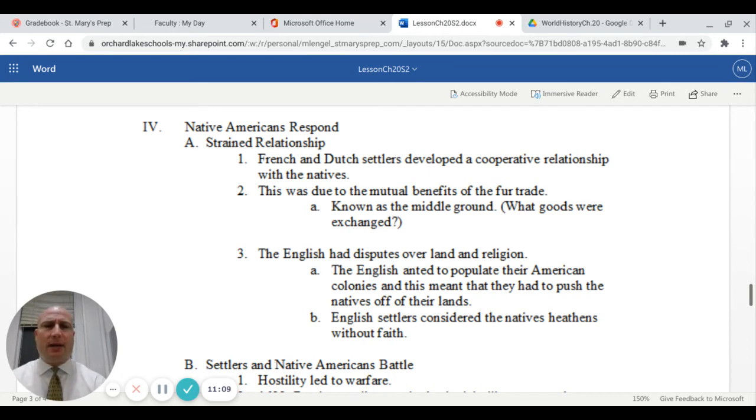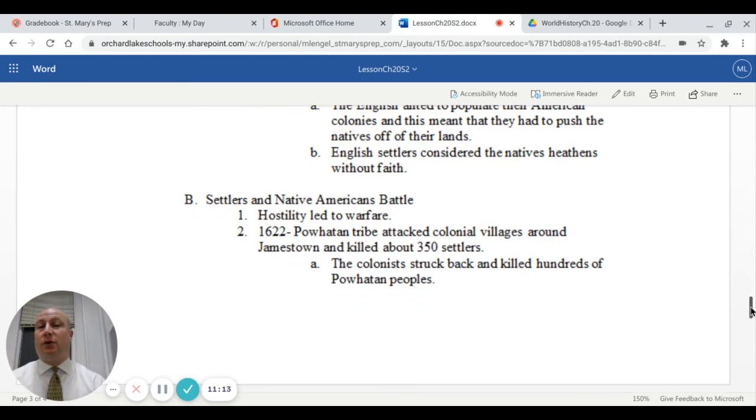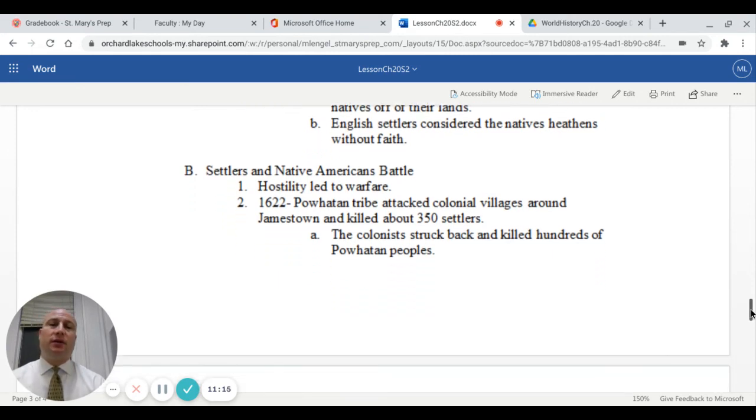They wanted to actually populate the American colonies, and this meant that they had to push native peoples off of their homelands. English settlers considered the natives heathens without faith. Obviously, Native Americans don't generally practice Christianity, so the English had kind of put together a goal of trying to Christianize and assimilate Native American peoples into English, British, eventually early American culture.